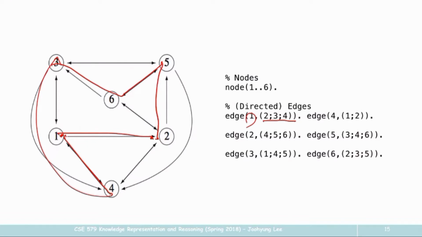If you read this carefully, the edges are not necessarily bidirectional. Some are, but if you look at a pair, say 4 and 5, there's no edge from 4 to 5. There's an edge from 5 to 4, but not the other way around. So this is a directed graph that we are looking at. All right, so how do we solve this problem?